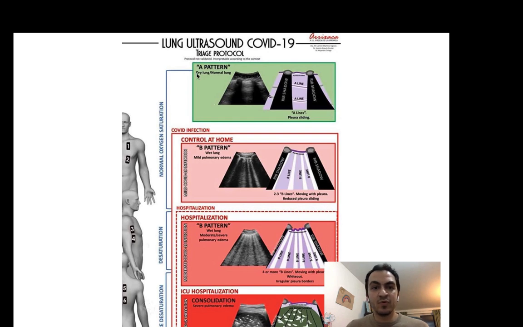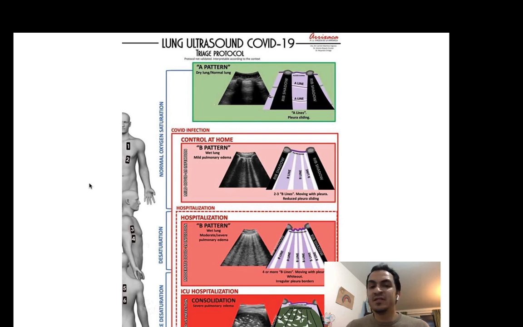So according to this protocol, A pattern with dry lung and normal lung, they will be ruled out from having pneumonia. And patients with B lines who are not having desaturation and normal oxygen level and non-confluent B lines could be managed at home, provided they are stable, while patients with reduced oxygen saturation, confluent B lines reflecting alveolar edema will be admitted to the hospital and managed inside the hospital. And of course, severe degree of drop in oxygen saturation and the presence of consolidation, these are the category of patients that will definitely be admitted to the intensive care unit.